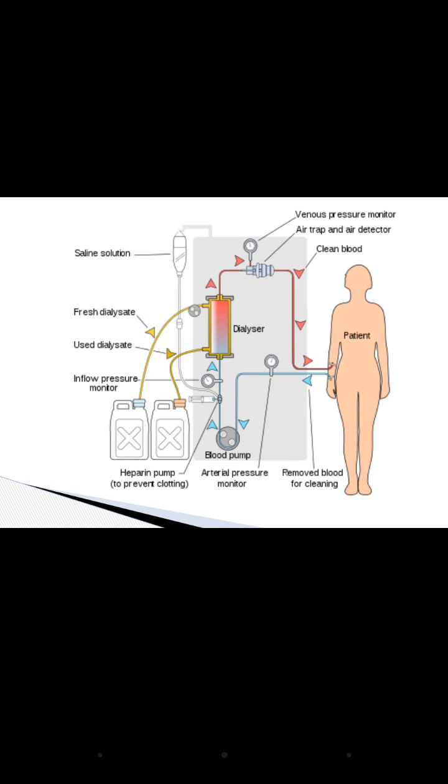Okay, then from there the blood is cleaned, it is filtered, then it will go to the venous pressure monitor. There is the air trap and air detector, so that air embolism can be prevented, and then this clean blood will come back to the body. So this is the basic diagram of a hemodialysis machine.